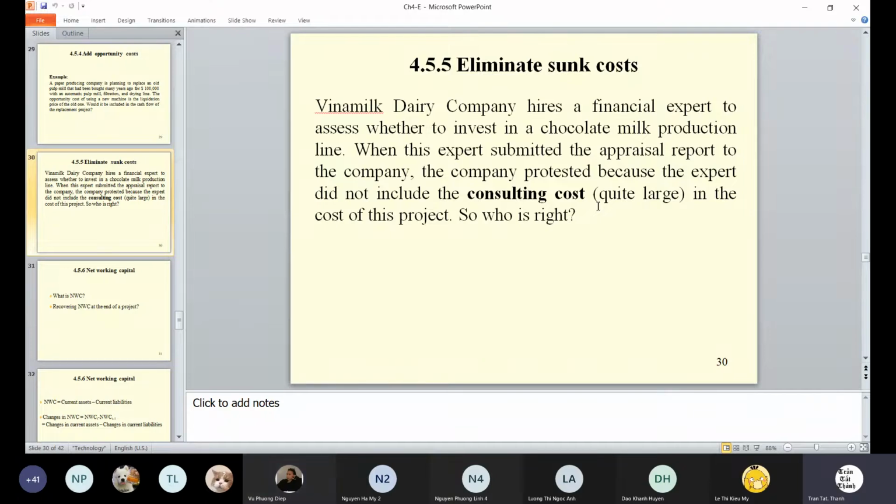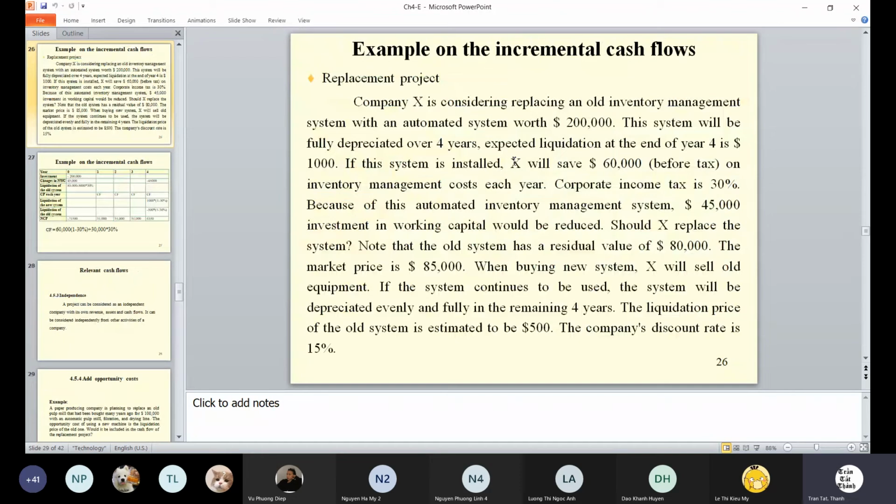The expert is right because it is a sunk cost. If you want to invest in the project, you still have to pay the consulting cost. But if you do not invest in the project, you still have to pay the consulting cost. So whatever you do with the project, you still have to pay it. The appearance of the consulting cost does not depend on whether you accept the project or not. So that's why it should not be the relevant cash flow.